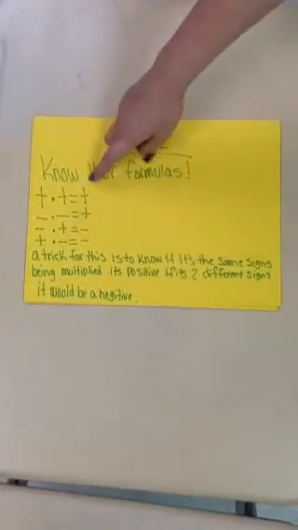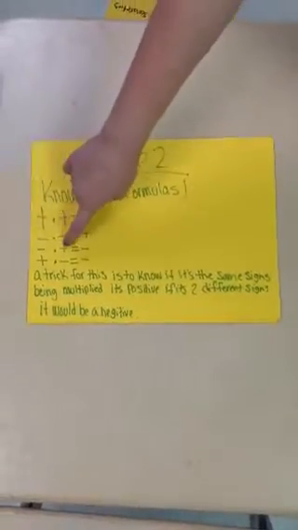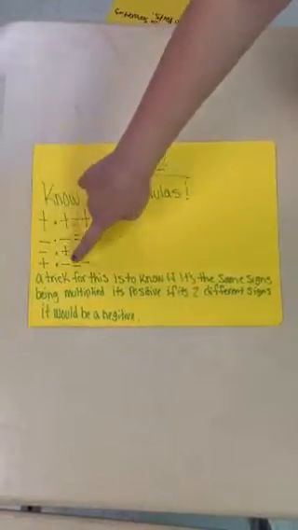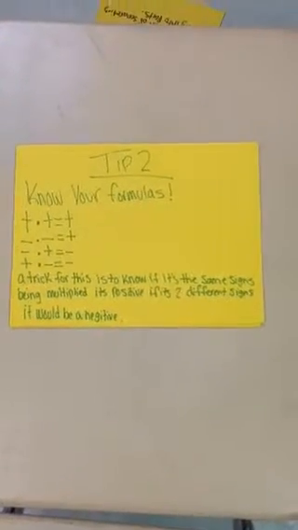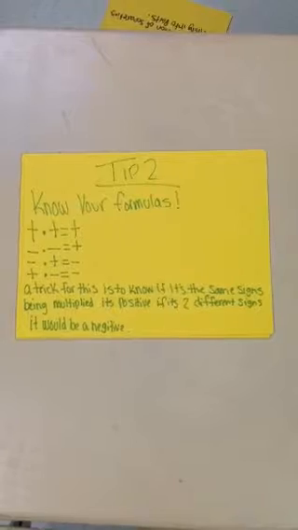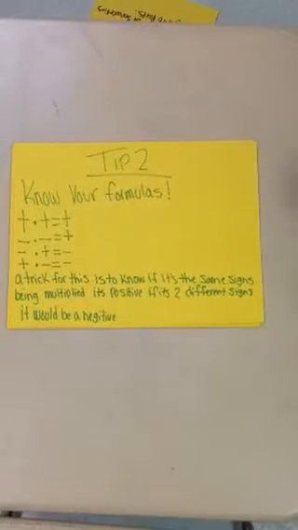Positive times positive is positive, negative times negative is positive, negative times positive is negative, and positive times negative is negative. A trick for this is to know that if there's the same sign being multiplied, then it's positive, and if it's two different signs, then it would be negative.